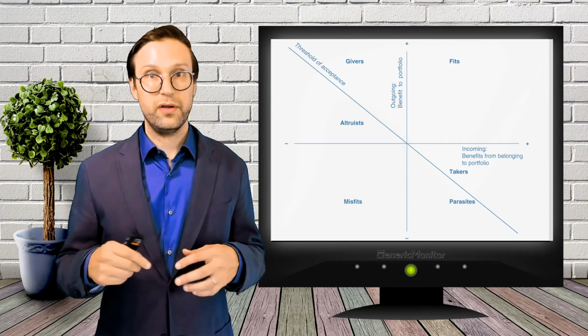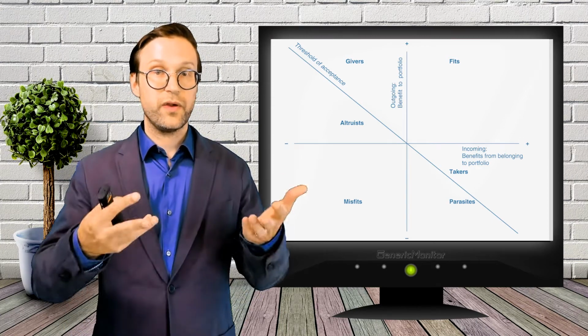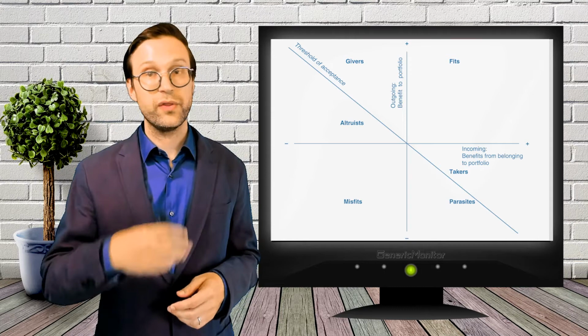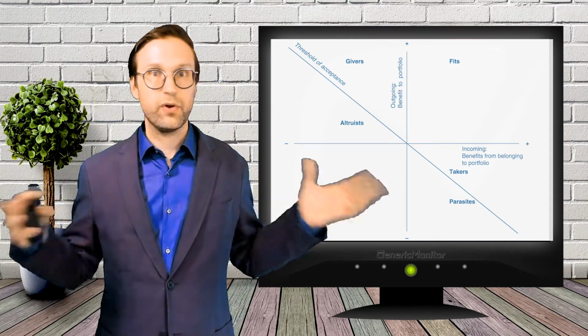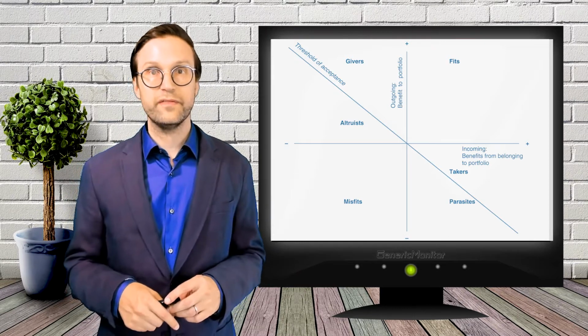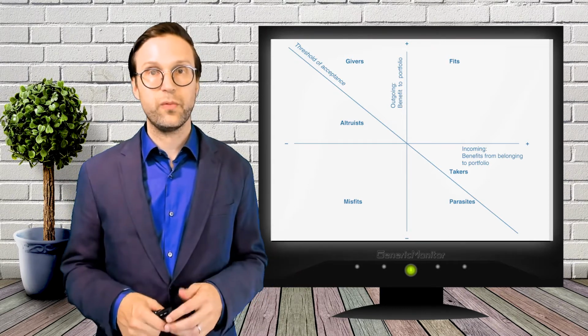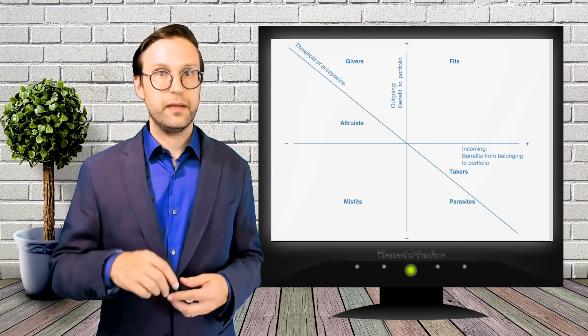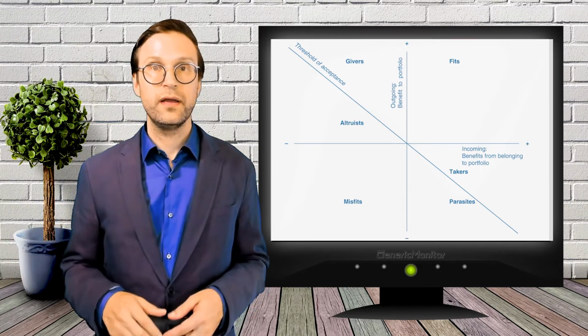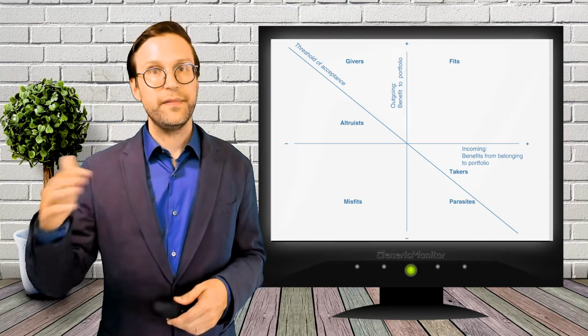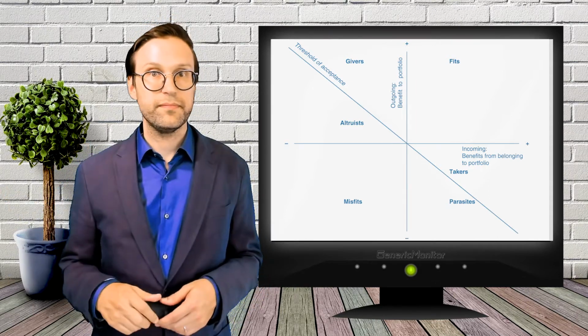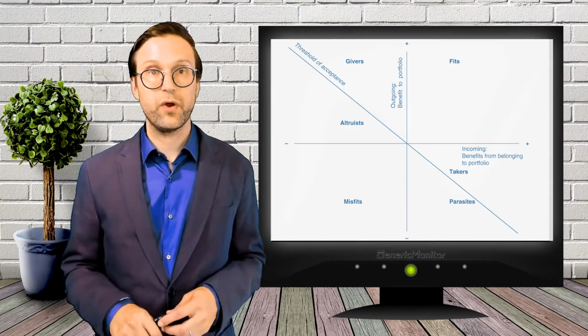Similarly, there are also benefits to the rest of the portfolio or costs to the rest of the portfolio. So if the presence of a business unit creates extra value for the other business units within the portfolio, that would be in the top half of this framework. If there's a cost incurred on the rest of the portfolio, then that would be the bottom part of this framework.